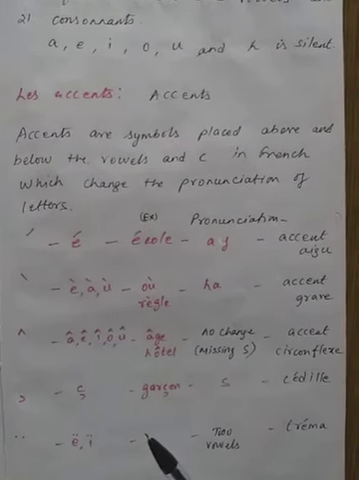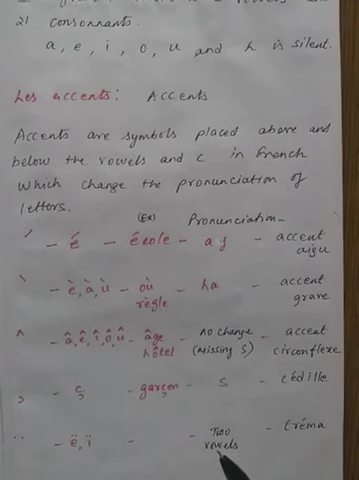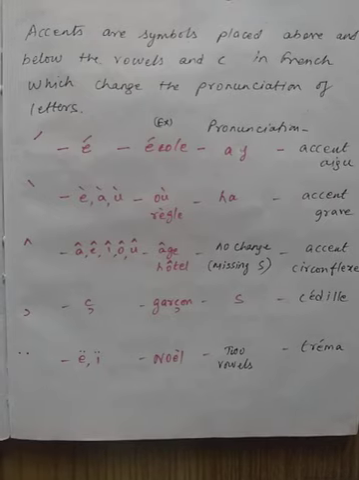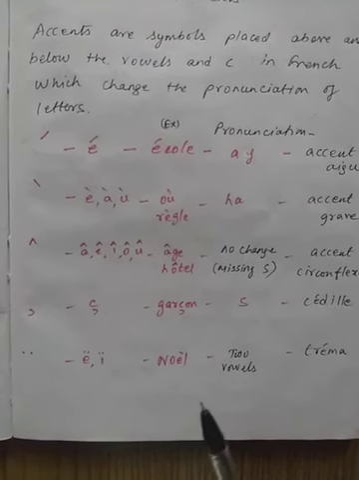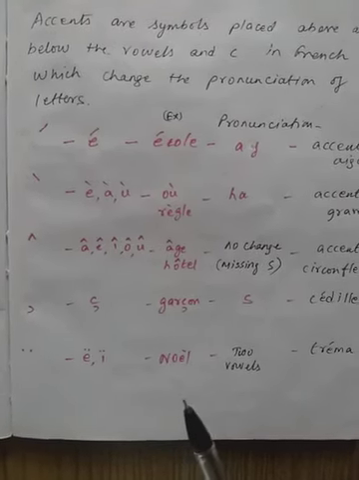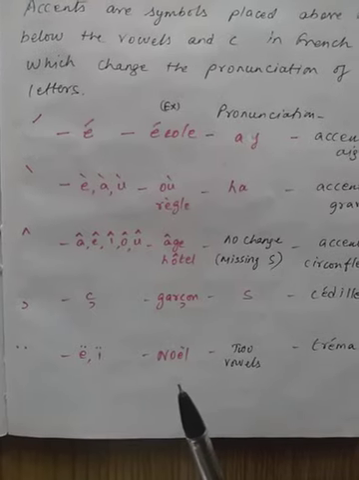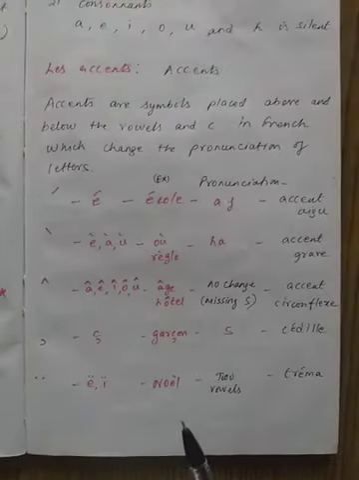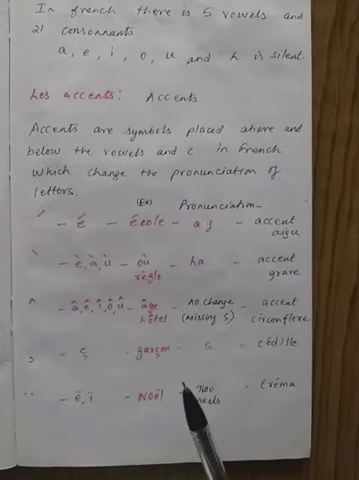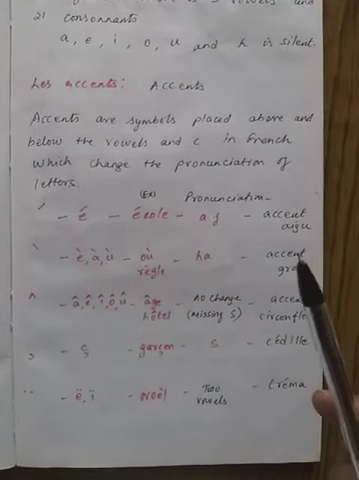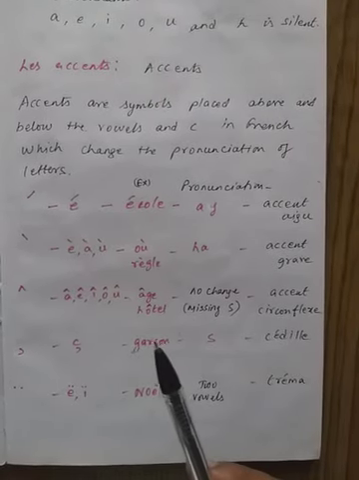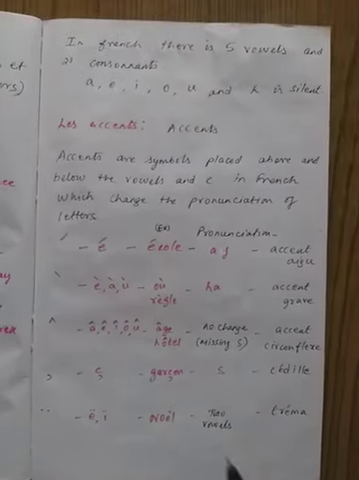Where do you have to use this? If there are two vowels coming near each other, you have to use this tréma on one of the vowels. Like that you have 5 accents. Different names are given to the accents. What is the usage? To have different pronunciation, they use these accents.